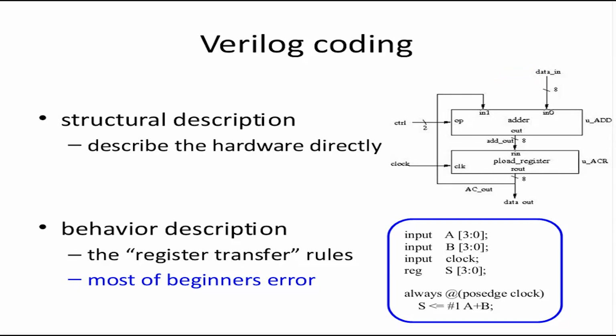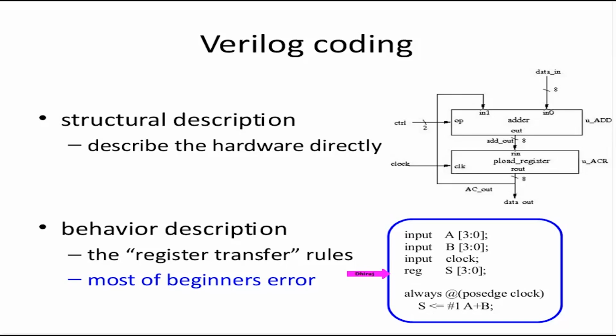So you have always at posedge clock, S gets A plus B. This block diagram is nothing but the structural description of the hardware. You could also write the behavioral description using register transfer rules, like this: always at posedge clock, S gets A plus B. This is obviously a more sophisticated style of coding, and you would code the functionality of the combinational and sequential logic like this in most cases.